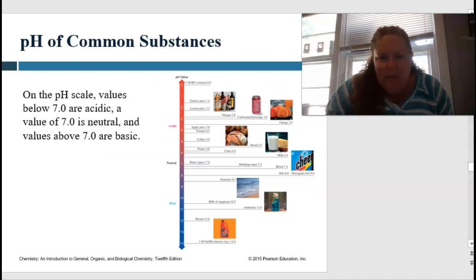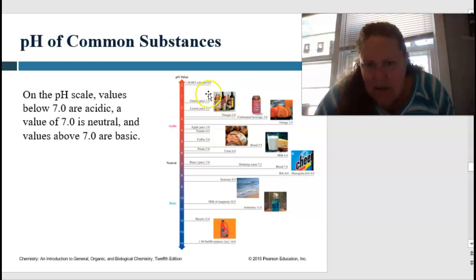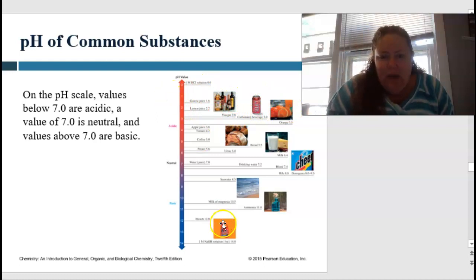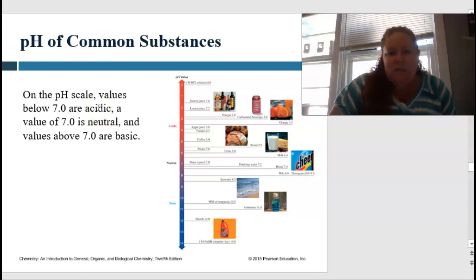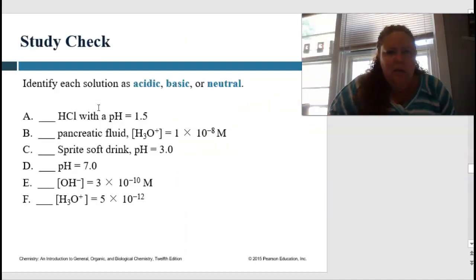So, some pHs of common substances. You have your very acidic lemon juices, vinegars, soda, etc., and your more basic ones, which are going to be like drain cleaners, etc. Okay, so 7 is neutral. Anything below 7 is going to be acidic. Anything above 7 is going to be basic or alkaline. So identify each of the solutions as either acidic, basic, or neutral. Pause me and come back.